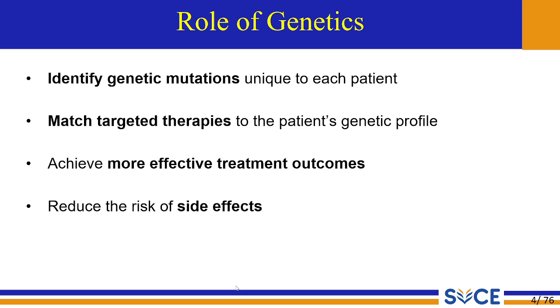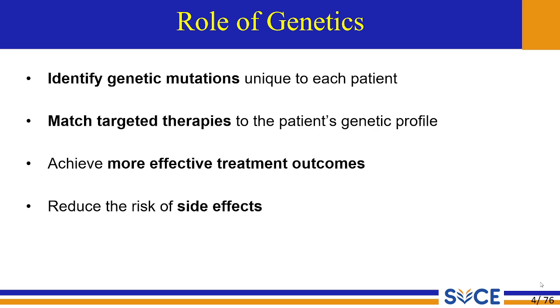Role of genetics. Now let's focus on one of its powerhouses, genetics. Your genes are like an instruction manual for your body, and they play a huge role in how treatments work for you. That first point tells us to identify genetic mutations. First, doctors can identify genetic mutations that are unique to each patient. Think of it as finding a tiny typo in that instruction manual.